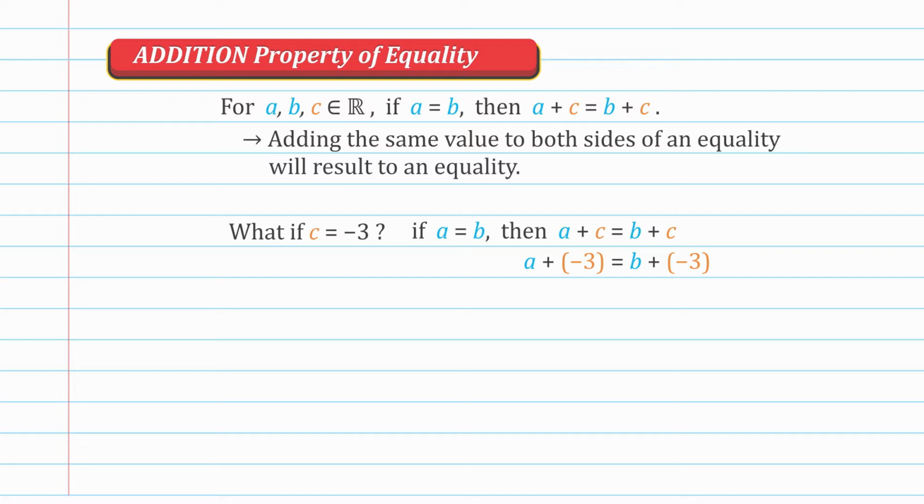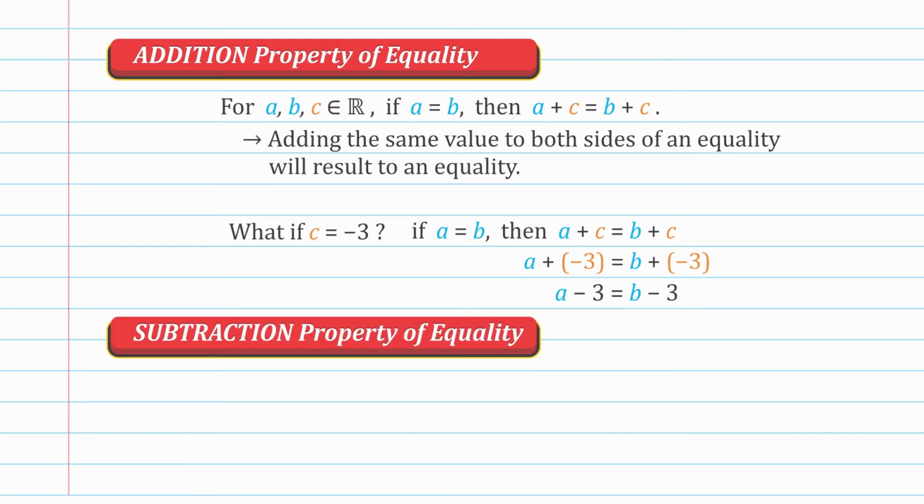Now, simplifying, we know that A plus negative 3 is equal to A minus 3. And simplifying the right side as well, we know that B plus negative 3 is the same as B minus 3. Now, what does this mean? It means if we subtract 3 from both sides of the equation, these two sides are still equal. So, ano kaya ang implication niyan? From here, we can derive another property of equality, an offshoot or anak, sige, if I may call it that way, of the addition property of equality.